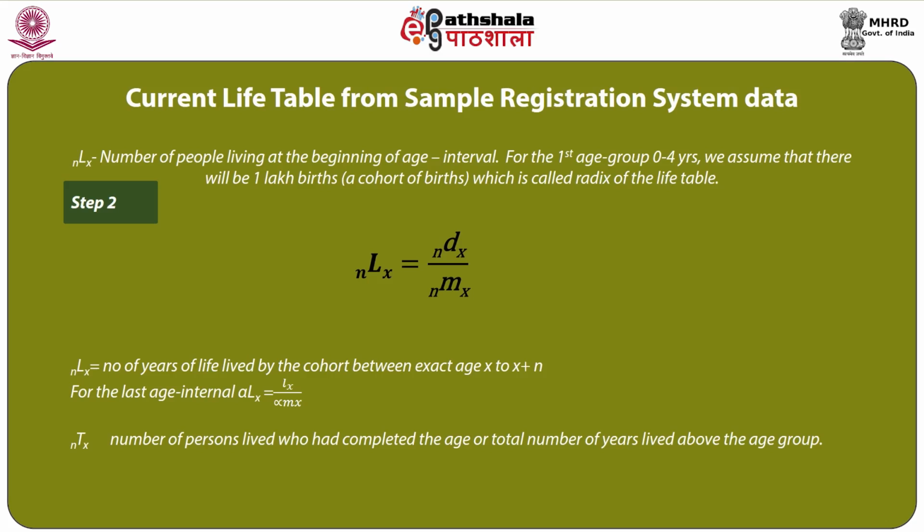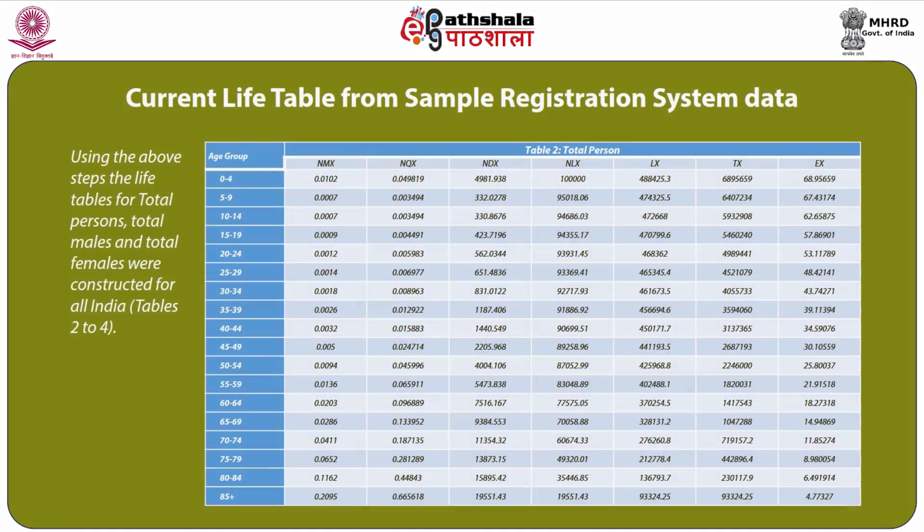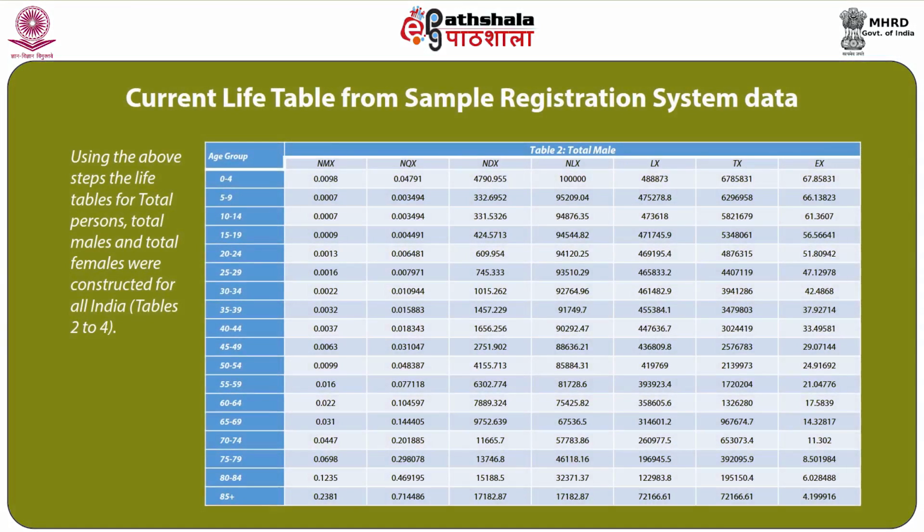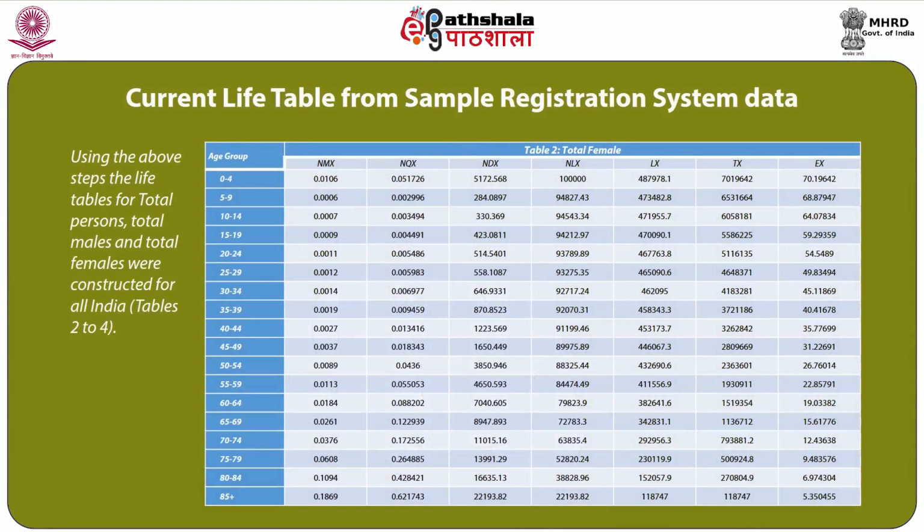Capital NLx is equal to number of years of life lived by the cohort between exact age x to x plus n. For the last age interval, alpha Lx is equal to small lx by alpha mx. Next, NTX, that is number of persons lived who had completed the age, or total number of years lived above the age group. Using the above steps, life tables for total persons, total males and total females were constructed for all India, which is given in tables 2 to 4.